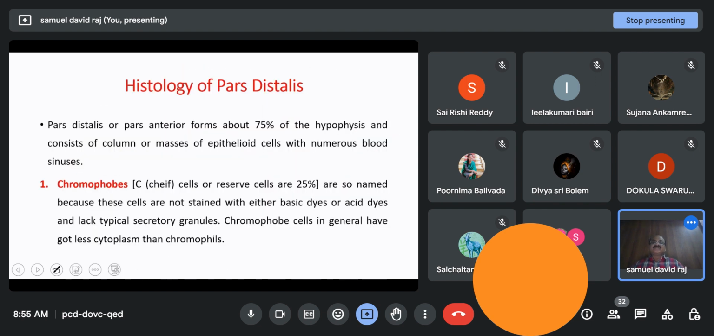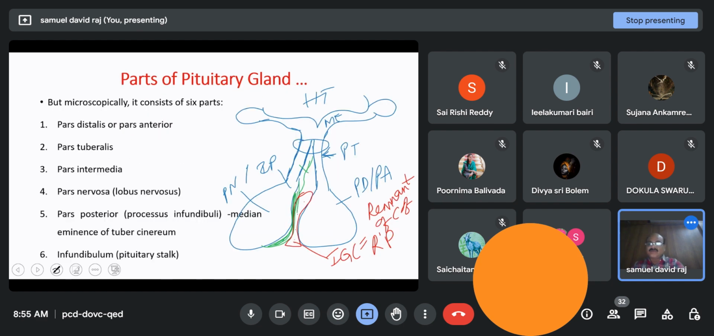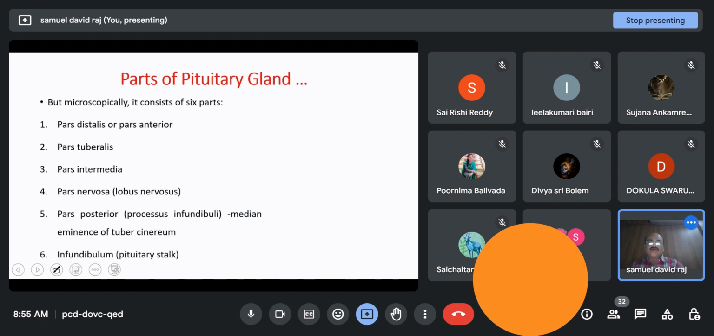And coming to the histology of pars distalis. Why are we speaking of pars distalis only? Because most of the hormones are secreted by pars distalis only. Let me tell you again what is happening here. Out of all these parts, we have pars tuberalis. Pars tuberalis is non-secretory. It does not secrete any hormone. So no hormones are secreted from pars tuberalis.